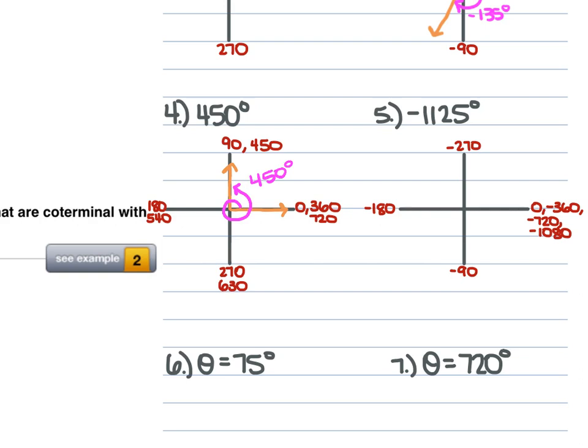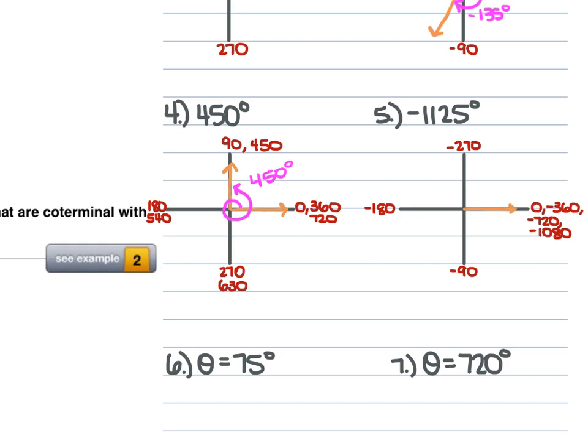For 5, we have a negative 1,125 degrees. So we're going to go around once to get to negative 360, then twice to negative 720, and then the third time we get around to negative 1,080. So from there, we're going to go around almost another time to get to the angle that we're looking for.